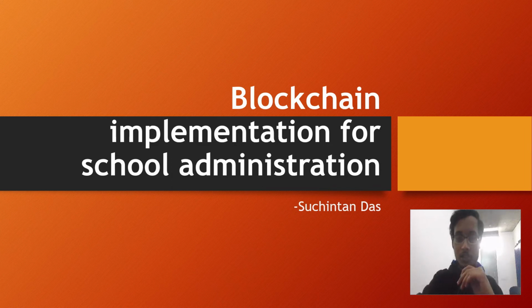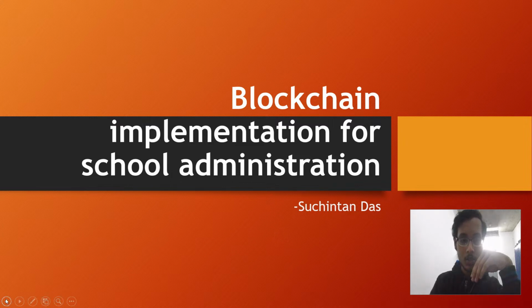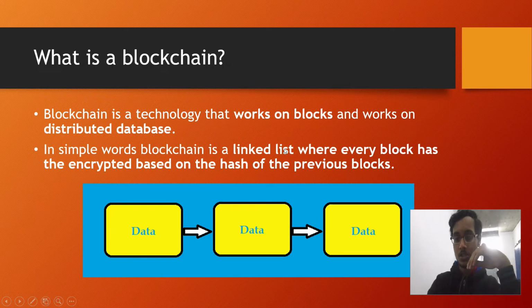To discuss an interesting topic, which is blockchain implementation of school administration. So let's start. Before jumping into the topic, let us first understand what blockchain is. Blockchain in short is a type of linked list which is used to encrypt our data and keep it safe from any type of intruders. So let us take an example.